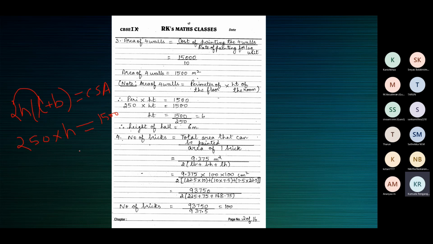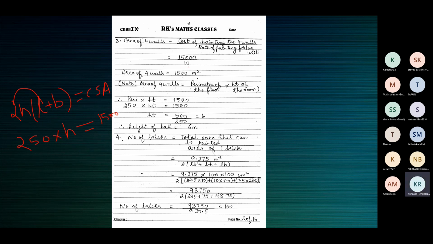If the cost of painting the 4 walls is given at the rate of rupees 10 per meter square, so for 1 meter square, 10 rupees. So for how many meters square is it 15,000? That's what it is. For 1 meter square, it is 10 rupees. Then for how many meters square have you spent 15,000 rupees? That's what we calculate first here.